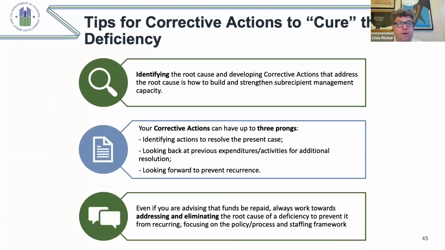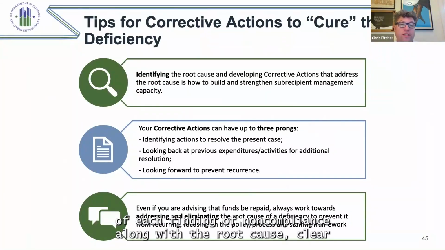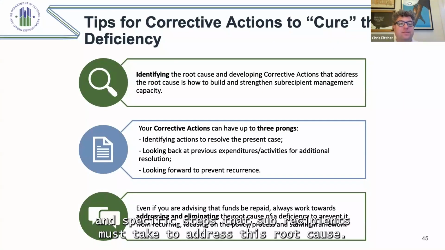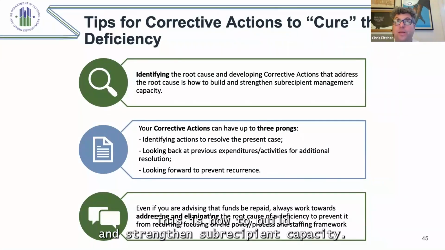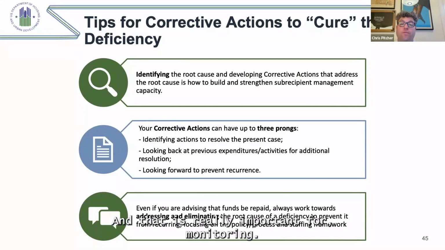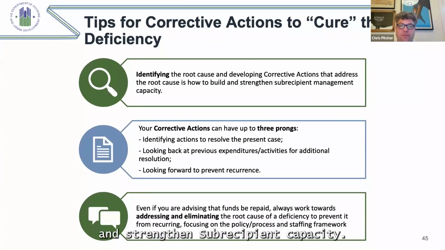Slide, tips for corrective actions to cure the deficiency. A list. A corrective action plan should include a description of each finding of noncompliance along with the root cause. Clear and specific steps that subrecipients must take to address this root cause. This is how to build and strengthen subrecipient capacity, and that is really important for monitoring. So I'm going to say that again. This is how to build and strengthen subrecipient capacity.